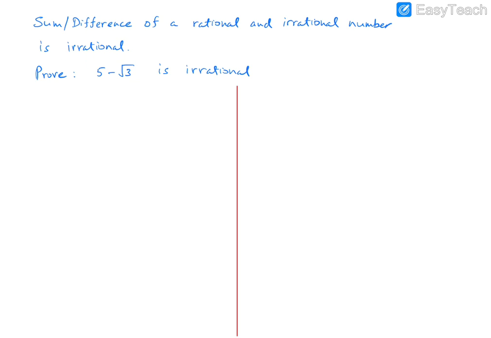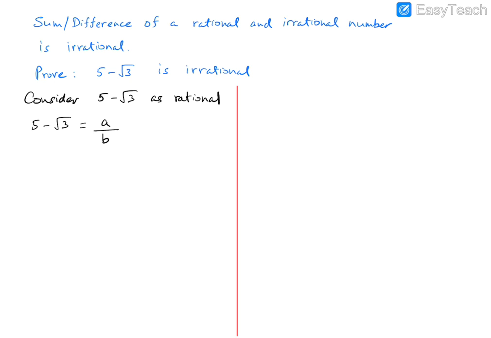And to prove this, we are once again going to use the method of contradiction. I'm not going to write all the steps now. Consider 5 minus square root of 3 as rational. Now if it is rational, then we can represent 5 minus root 3 in the form of a over b, where a and b are integers with no common factor other than 1. It's the same procedure.